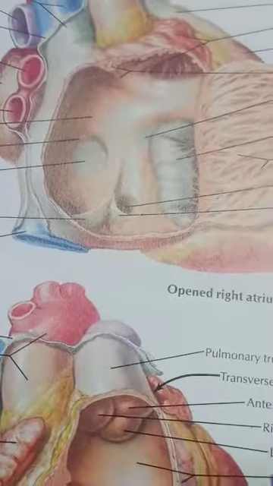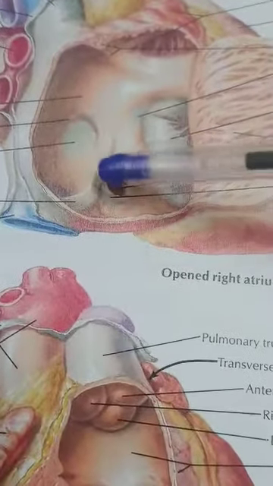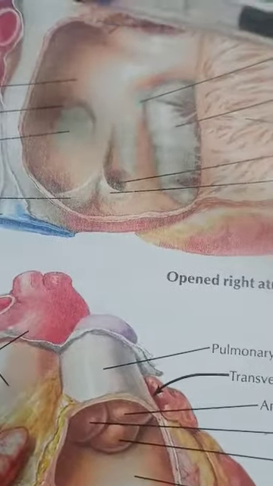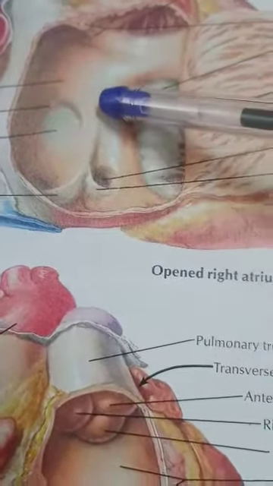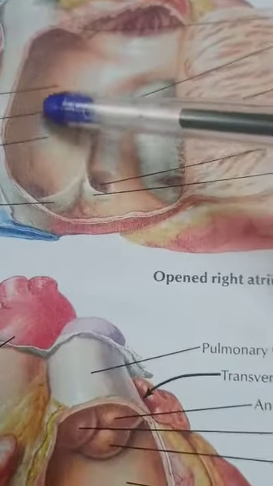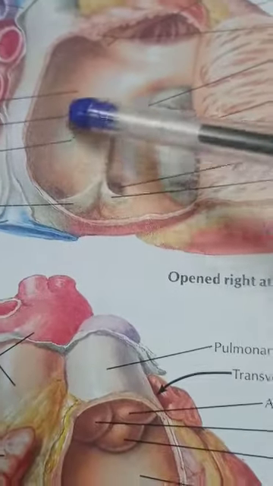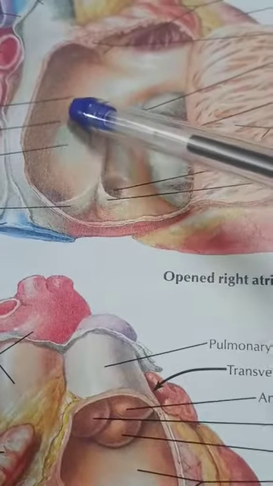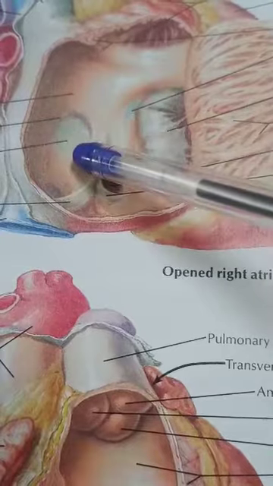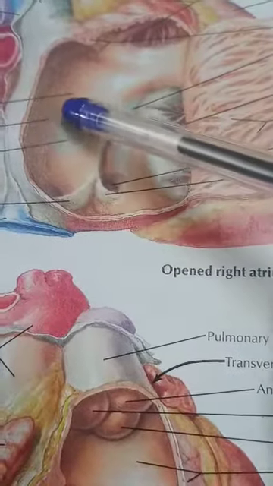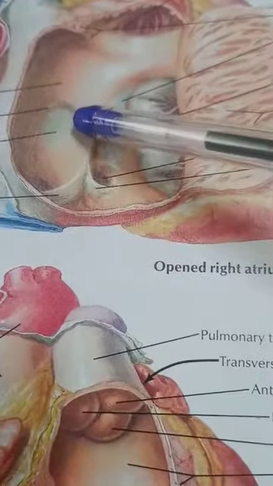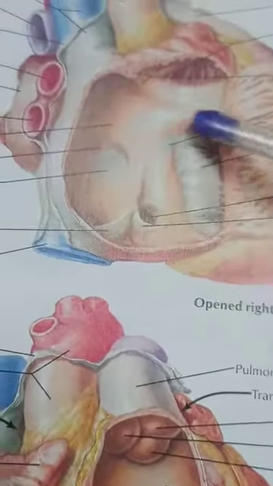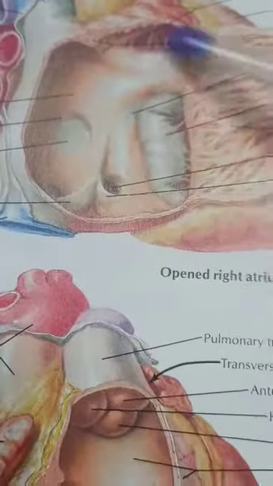Then in between there is a septal part. In the septal part we can see a smooth part, and there is an oval shaped depression, that is known as fossa ovalis. This is fossa ovalis, and the margins are known as limbus fossa ovalis or annulus fossa ovalis. So these are the features of the right atrium.